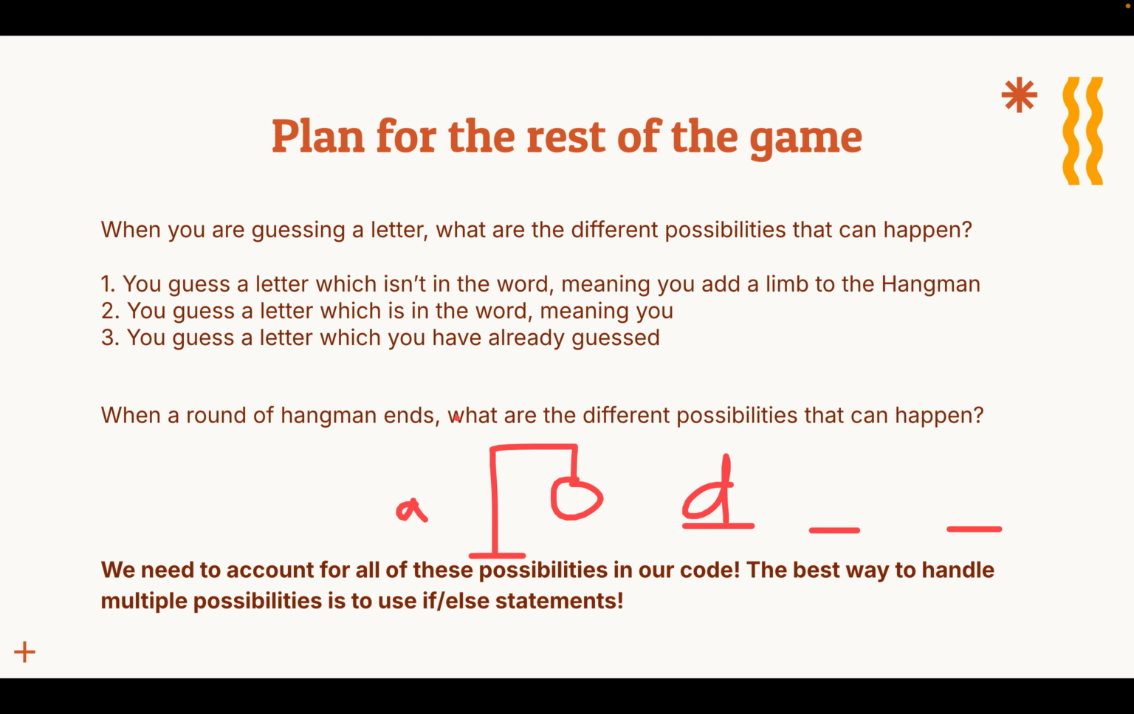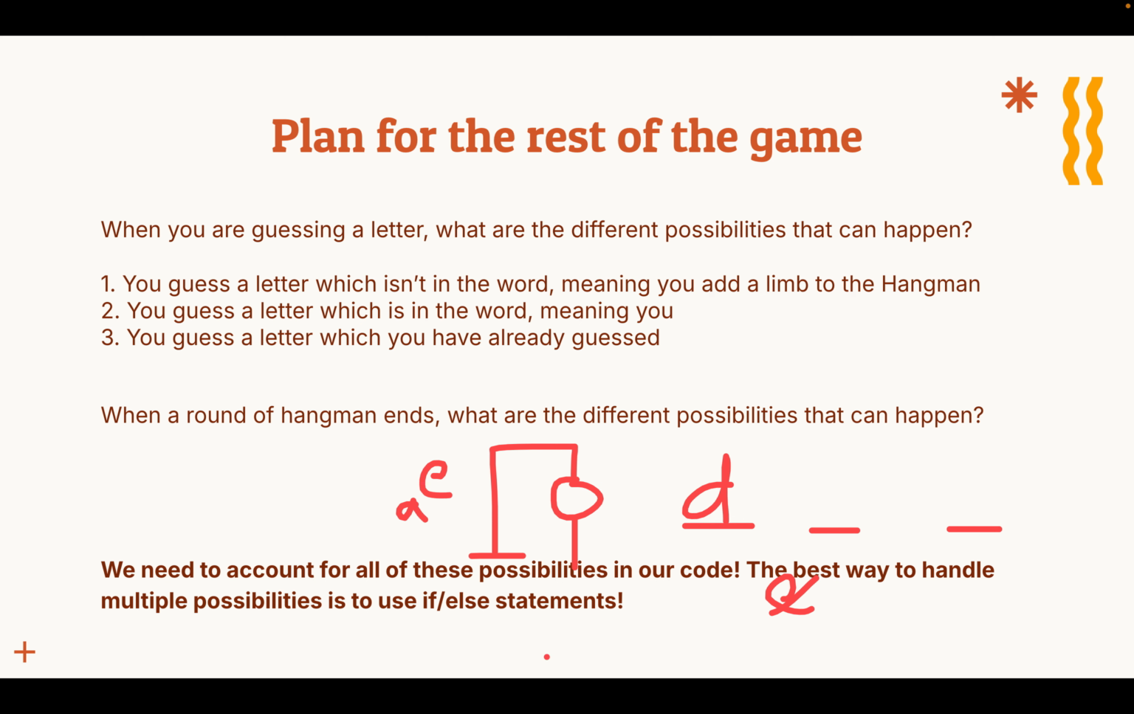The second possibility would be if you guess a letter and it's wrong. So let's say I try to guess another letter. I guess E. E is not correct, right? So that's a wrong letter. So what we're going to do is we're going to draw another limb, and then we're also going to write E here, because these are all the letters that have already been guessed and were wrong, right? So we're going to draw it here.